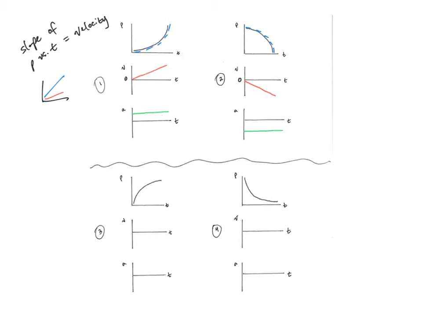All right, now I want you to pause the video and I want to see if you can do scenarios 3 and 4 here. So you're given a position versus time graph for each. I want to see if you can create the velocity versus time graph and the acceleration versus time graph for each.